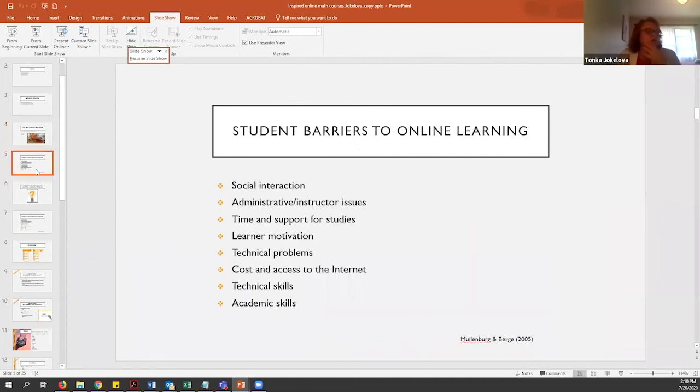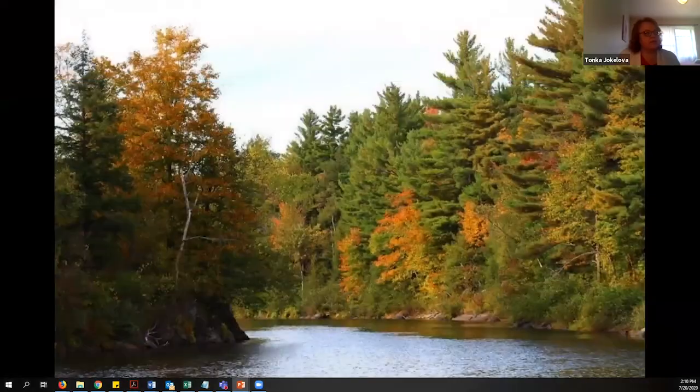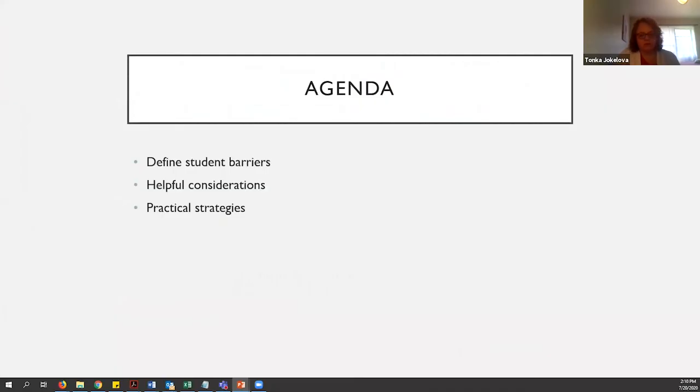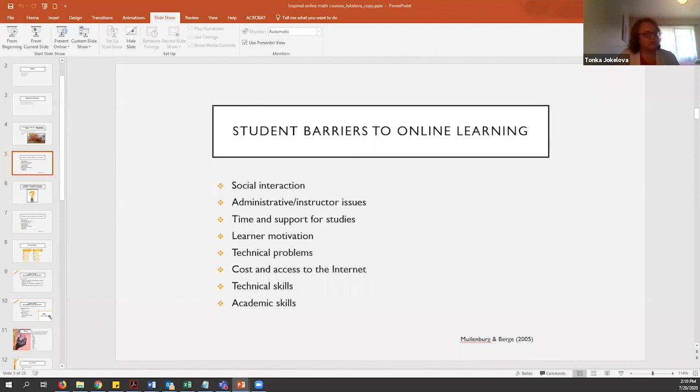All right, so there was a study in 2005, and it was replicated in 2015. There was a factor analysis of student barriers to online learning. And they found, interestingly enough, that the number one barrier to students completing online courses is a lack of social interaction.